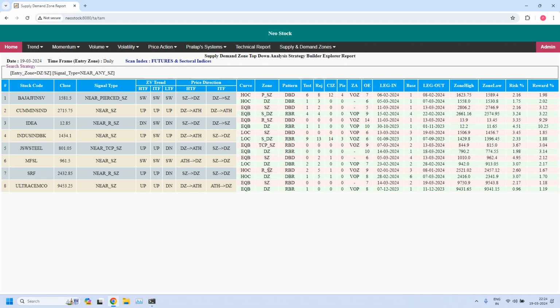Next one is SRF. This is already tested 2 times, 5 rejections. So you need to look for a fresh fine-tuned 5-minute zone to take a trade in this zone. So total we have identified 3 high liquidity supply zones from this list.